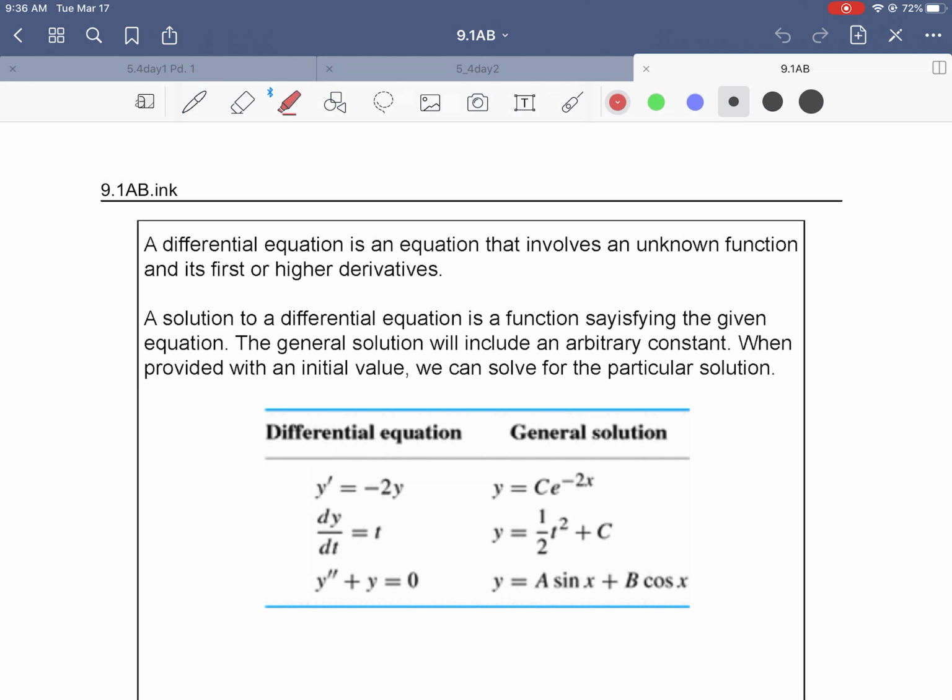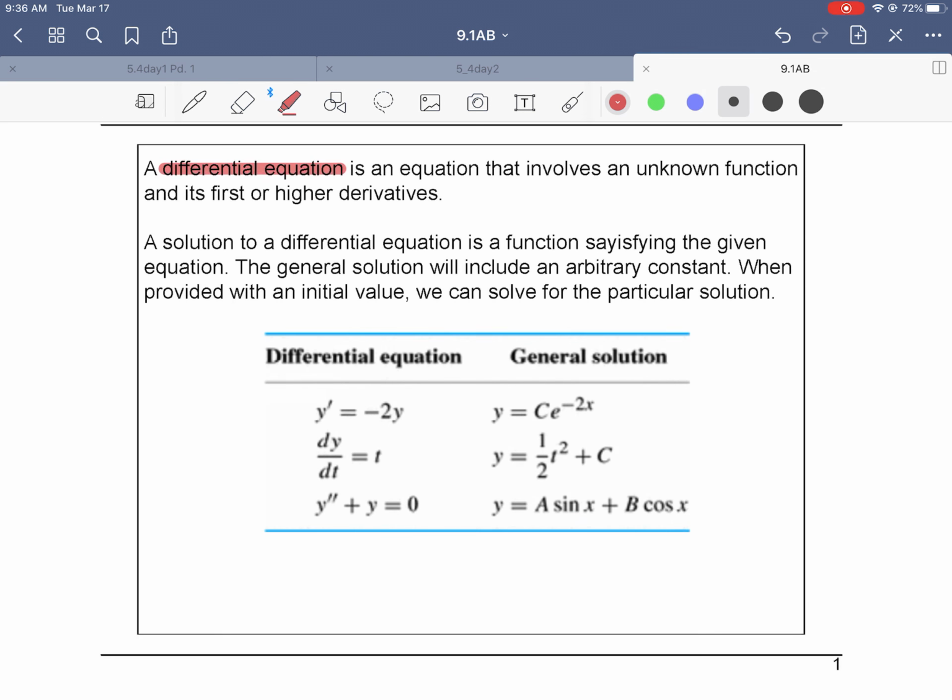All right, guys, here's lesson 9.1 called differential equations. Essentially, a differential equation is one that has x's and y's on both sides of the equal sign, and there also can be first and possibly second derivatives within the differential equation.